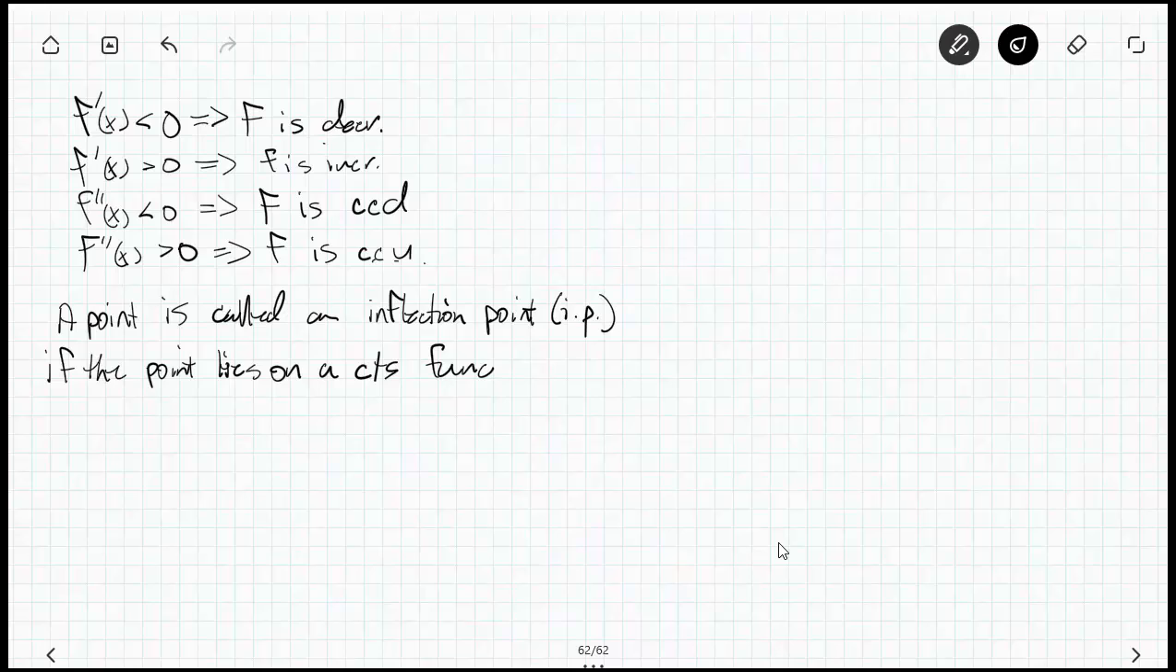Continuous function. It's funny, I'm making these videos during class time and I had a kid just trying to come in. I'm like, no, don't come in.